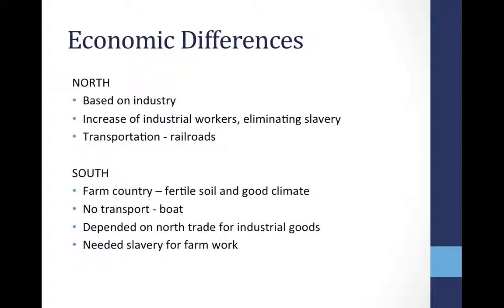They depended on Northern trade for industrial goods, so the North and the South traded a lot, but it was mostly goods from the North coming to the South because the South only really was agricultural and just farmed for most of it. And they needed slavery for the farm work, so that's why they were for slavery. They were pro-slavery, and the North was against slavery.